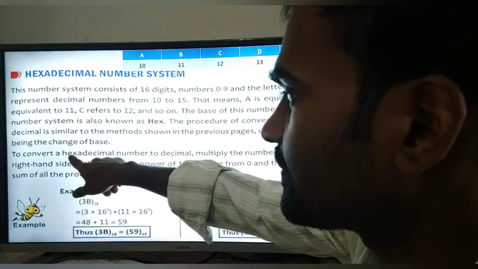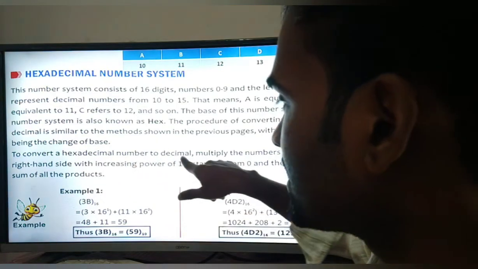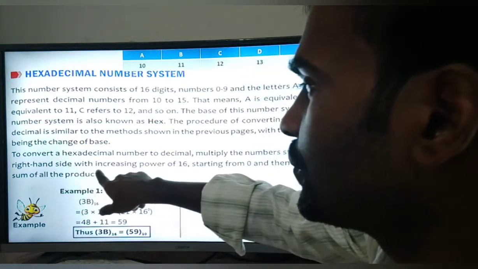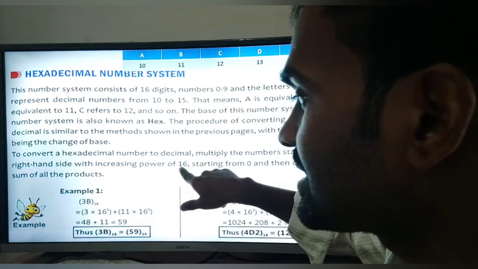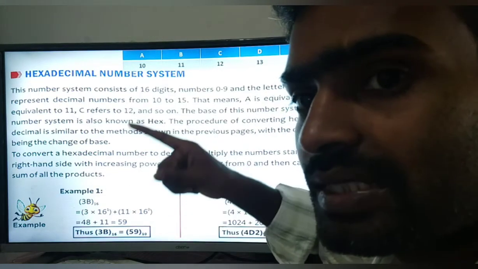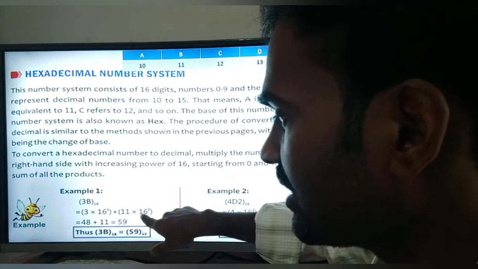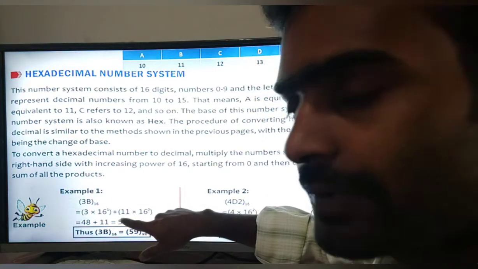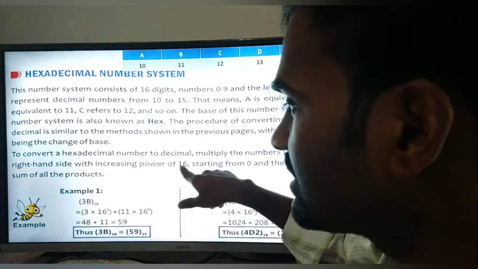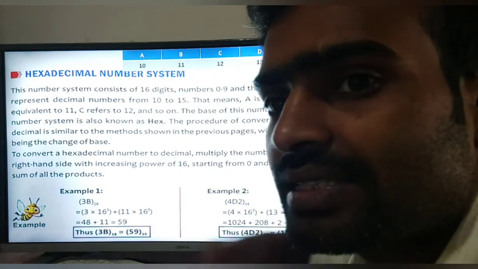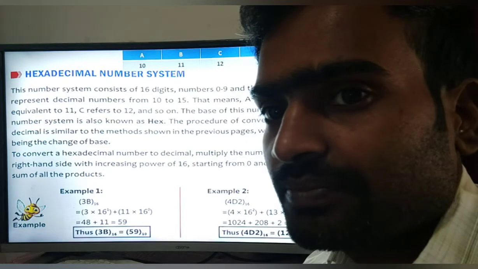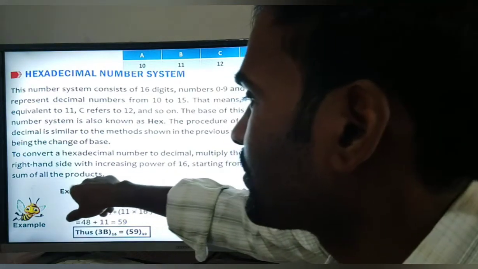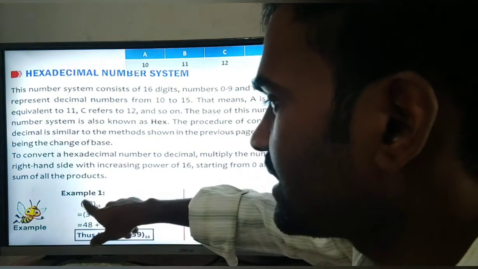To convert a hexadecimal number to decimal, multiply the digits starting from the right hand side with increasing powers of 16. Before we wrote 2, 8 and 10, but here we write 16, because this is a hexadecimal number. Start from power 0 and then calculate the sum of all products. Now let's see the example.